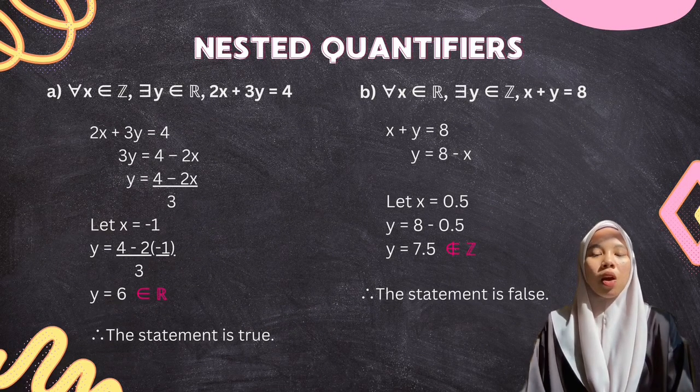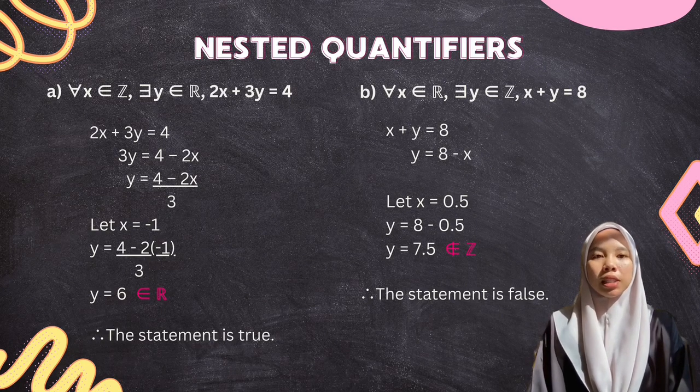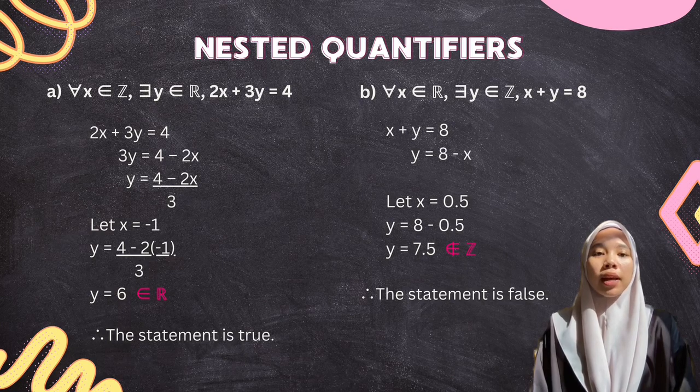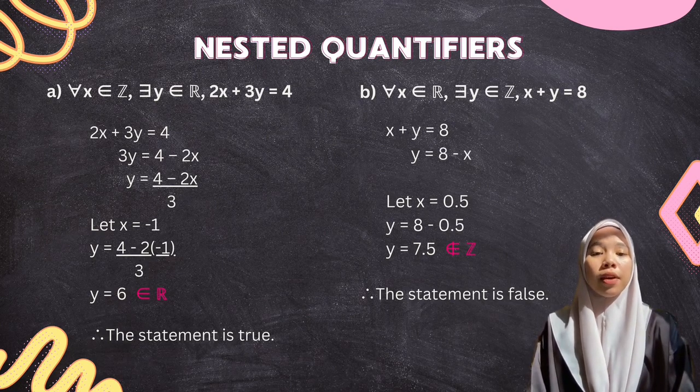For question A: for all x belonging to Z, the integers, there exists y belonging to R, the real numbers, such that 2x plus 3y equals 4. For this question, we need to rewrite the equation 2x plus 3y equal to 4 to make y the subject. 3y equals 4 minus 2x, and y equals (4 minus 2x) divided by 3.